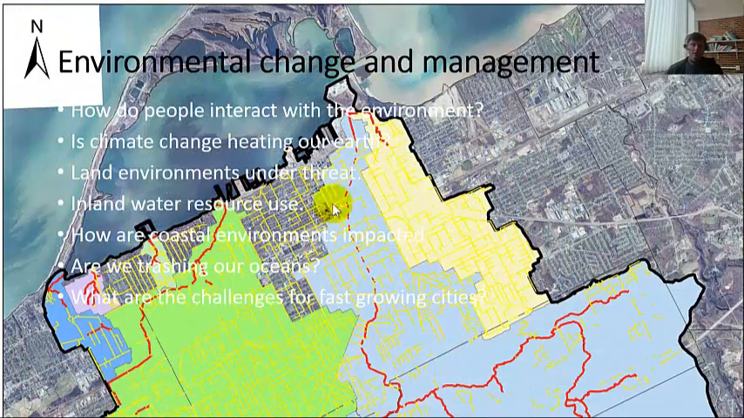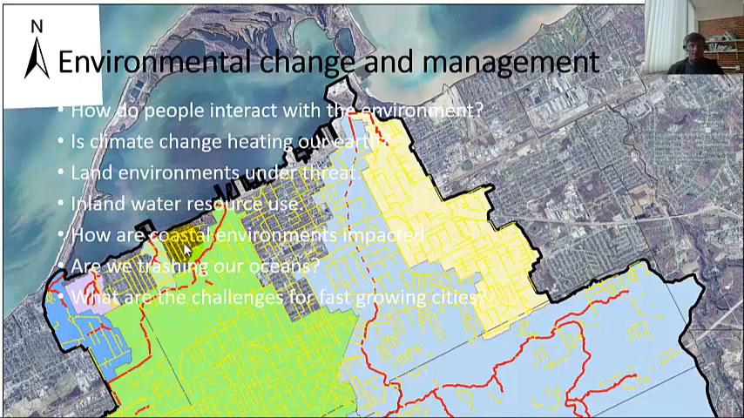In the first section, environmental change and management, these are sorts of questions that will be asked. How do people interact with the environment? Is climate change heating our earth? Obvious answer is yes, but what are the effects of that? In particular, land environments are under threat. In which ways? We look at inland water and how that resource is used.